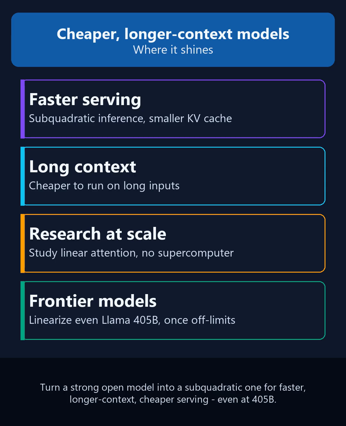Where does this shine? Where you already have a strong model and want cheaper, longer-context inference. Teams can turn a favorite open model into a subquadratic one for faster serving and a smaller memory cache. Researchers use it to study linear attention at large scale without a supercomputer. And it lets the open community linearize frontier-size models, like Llama 405 billion, that were previously off-limits.